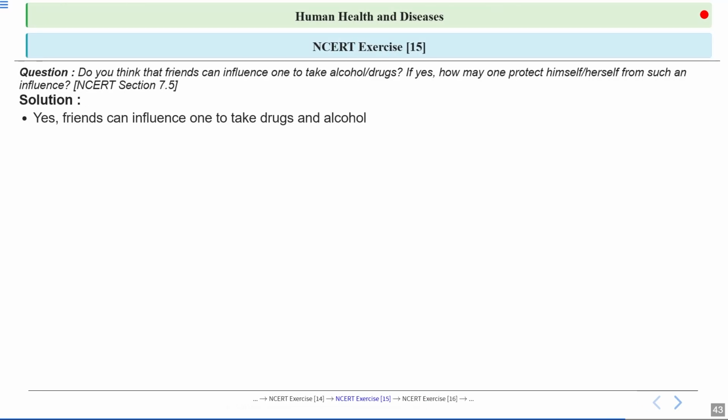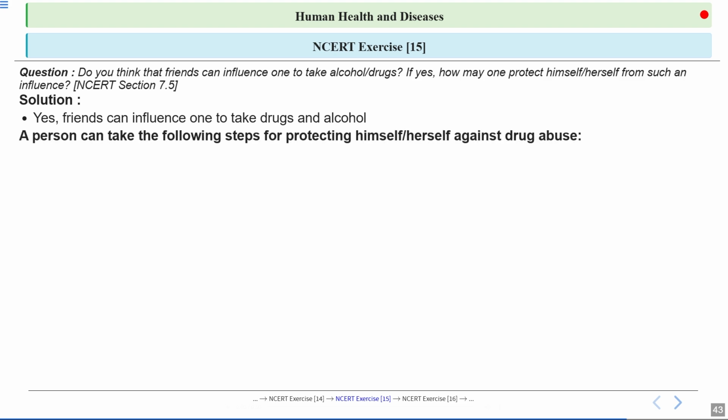Okay, let's discuss this answer. Yes, friends can influence someone to take drugs and alcohol. Peer pressure is a powerful force, especially during adolescence. Now let's look at the steps a person can take to protect themselves from drug abuse.